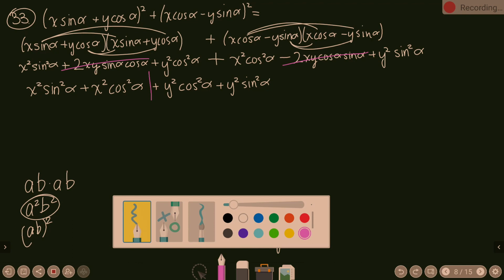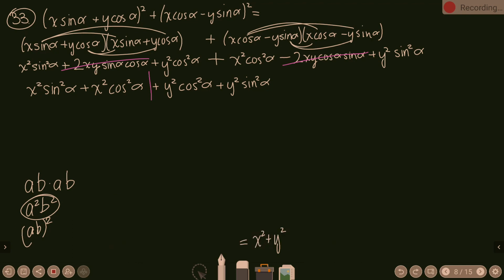What's GCF of the first two? My first two terms have an x squared. So I'm going to factor out x squared, and then I'm left with sine squared alpha plus cosine squared alpha, plus GCF of the second two. What do they have in common? Y squared. And then what remains is cosine squared alpha plus sine squared alpha. Okay?